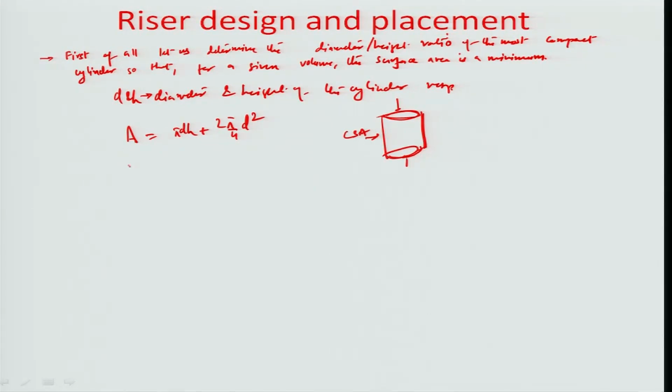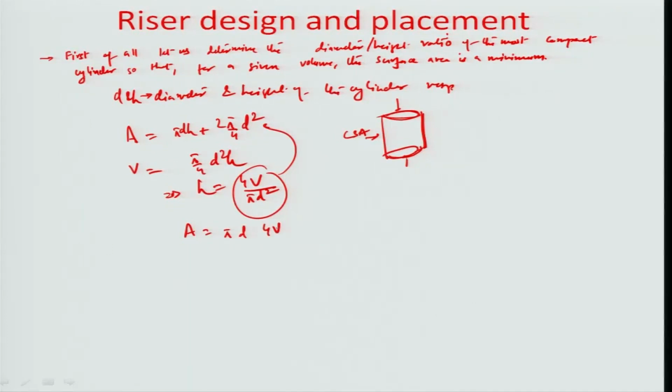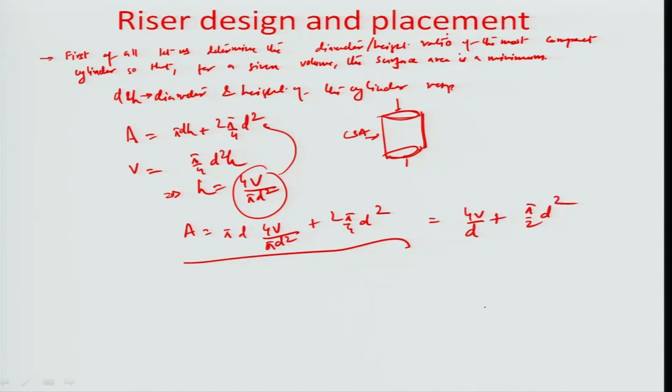Similarly, the volume of the cylinder was obtained as pi by 4 d square H, and we made a formulation from which we found out what is H in terms of volume. So, it was 4 V by pi d square, and we substituted that back into the area equation here. So, that we were left with pi d times the value of H, which is 4 V by pi d square, plus twice pi by 4 d square. So, that is how we obtained the final area, and this was 4 V by d plus pi by 2 d square.